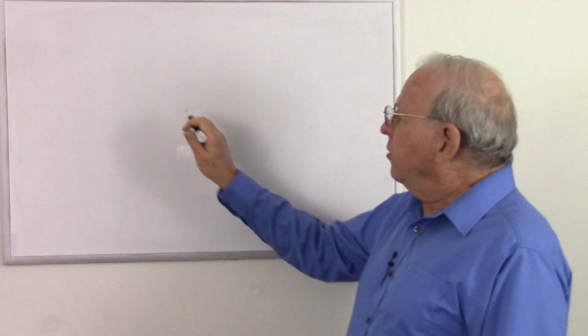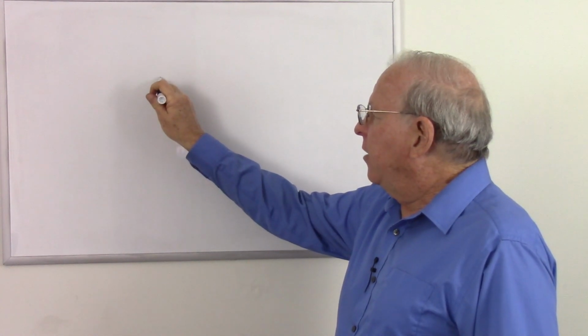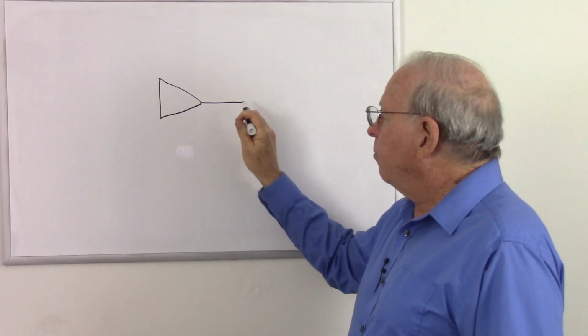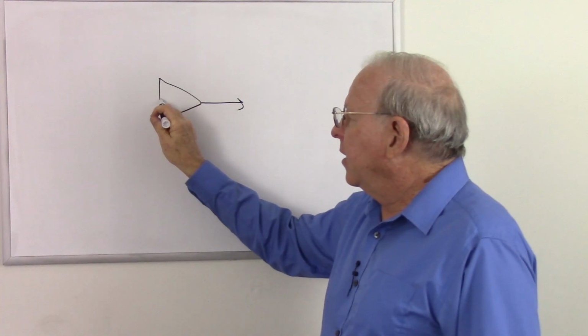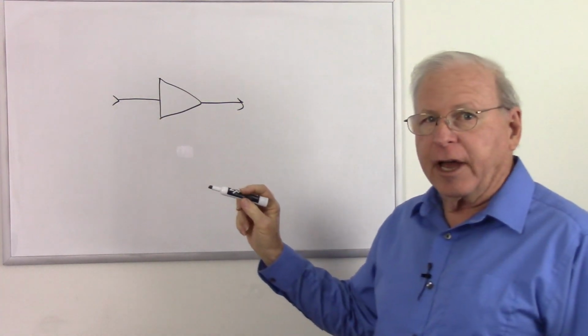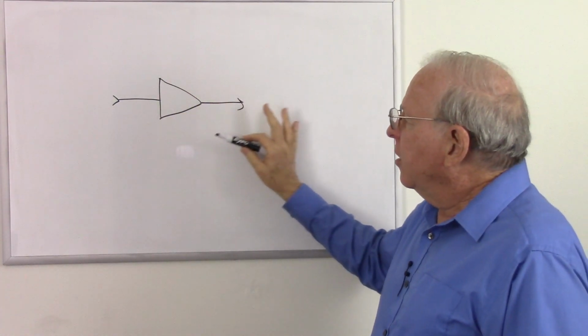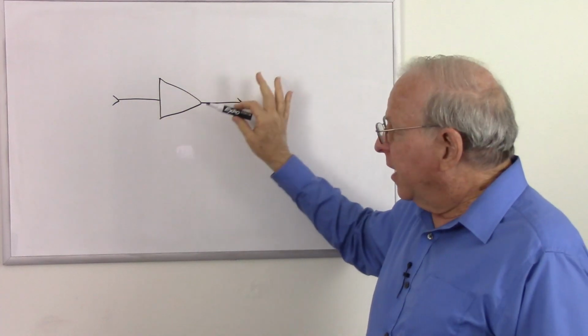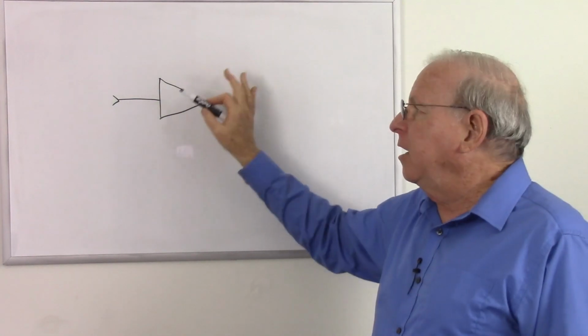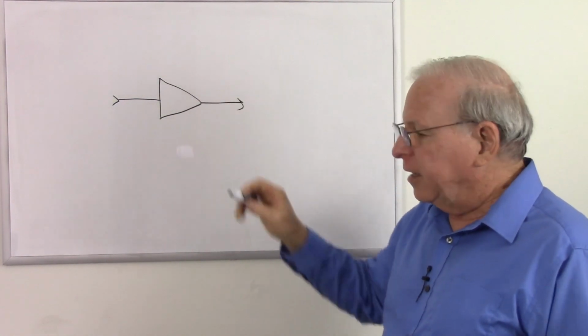The general symbol we use for an amplifier is a triangle with an output on the point and an input going to the backside. And this represents most any kind of an amplifier in a generic sense, unless we're getting more specific to what an actual circuit does.